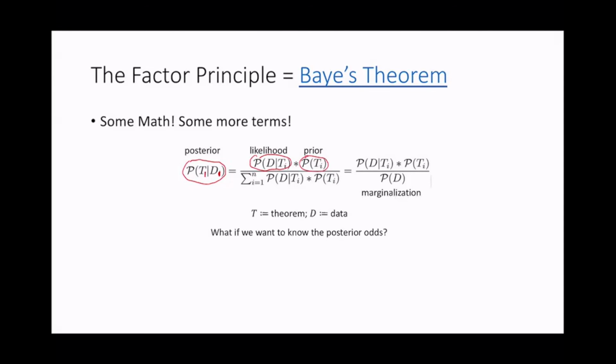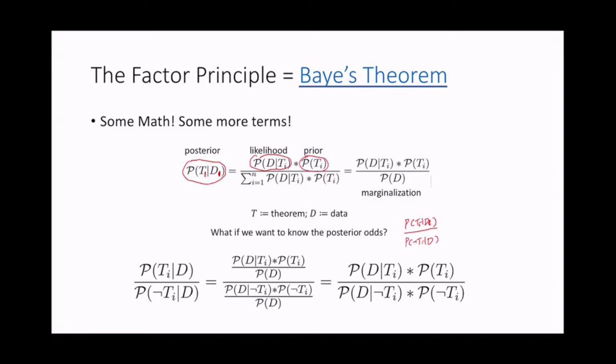Now let us ask a question. What if we want to know the posterior odds? What can we do now? For the posterior odds, meaning that we want to know P(Ti given D) divided by P(negation of T given D), which yields the theorem here. We are just replacing things by this formula here.